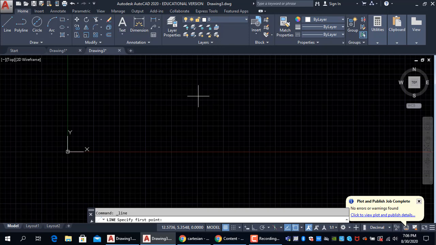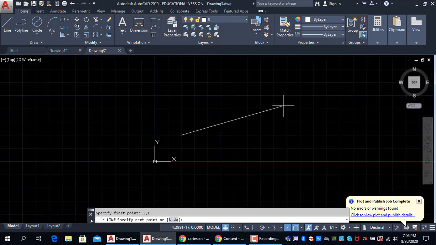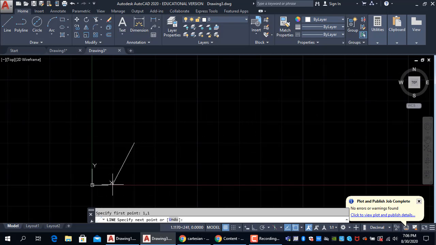So if I put here 1, comma 1, what that means is it's going to go to point 1 on X and point 1 on Y. If I just type it in like that without clicking anywhere with my mouse and I press enter, notice that that line is starting 1 on X, 1 on Y. Okay? Do it again.